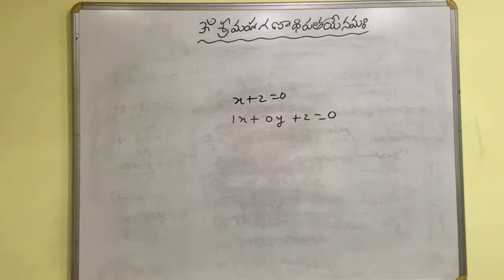Just 1x plus 0y plus 2 is equal to 0, that's all. How to represent a linear equation in one variable as a two variable equation. That's all.